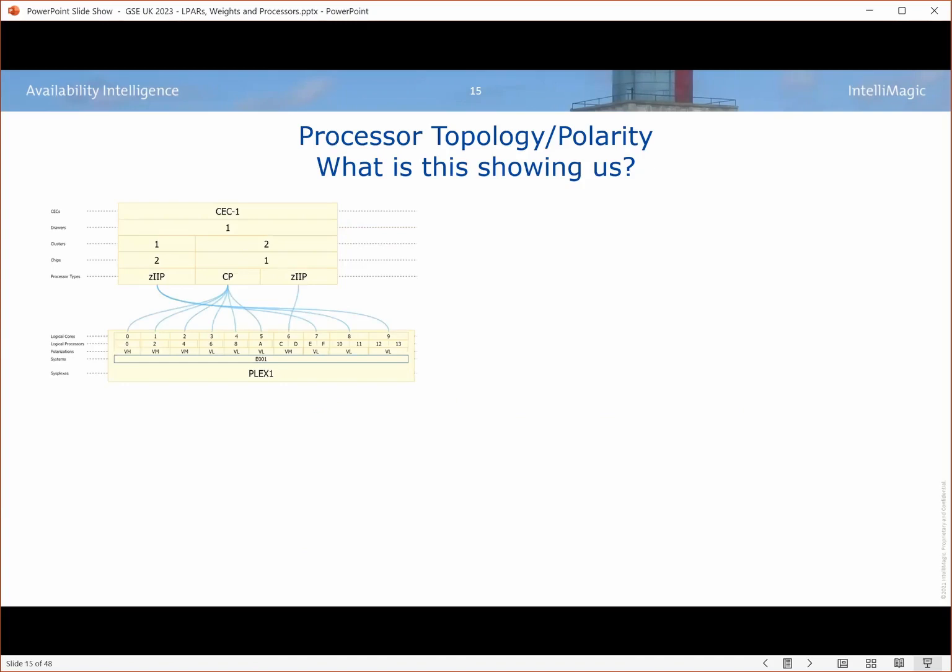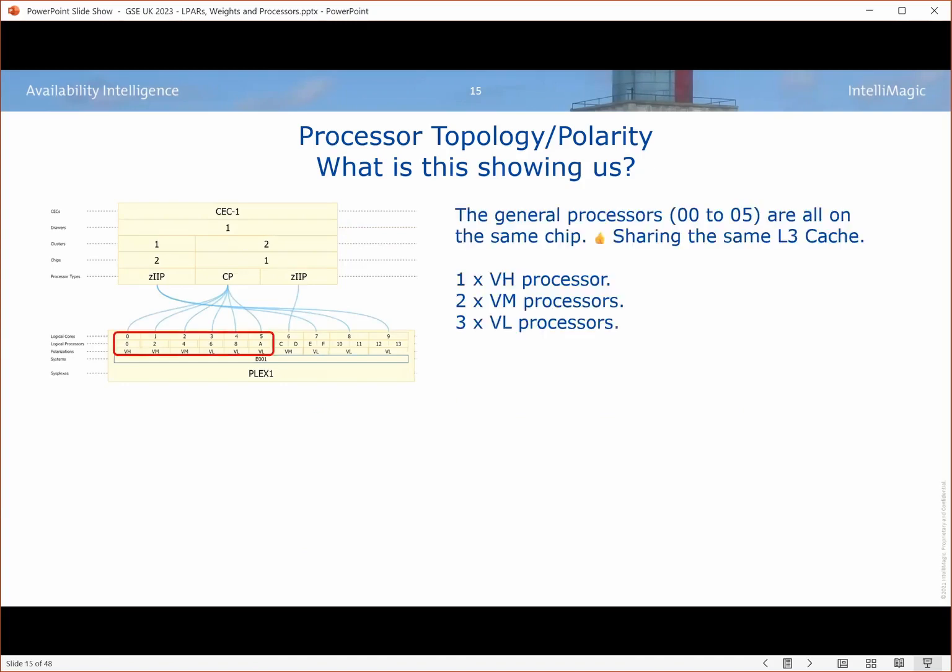So what are we seeing here? A little bit more detail. So we have 6 CPs assigned to this LPAR, and we see their polarity: highs, medians, and lows. And we see actually that they're all sitting on the same chip, chip number 1. That's why I have a thumbs up saying, great, they're sharing the same level 3 cache. By that, what I mean is whether the workload runs on processor 0 or processor 6, the level 3 cache is the same, which to me is an advantage, okay?